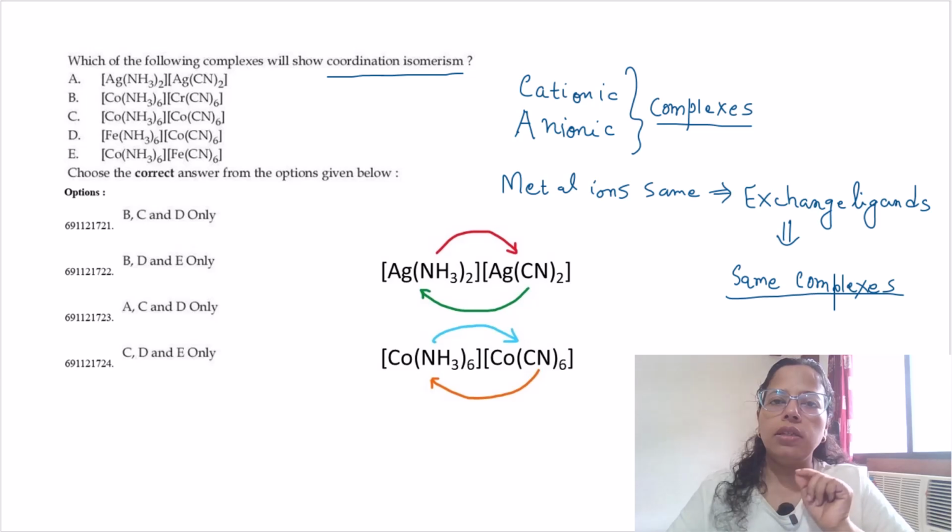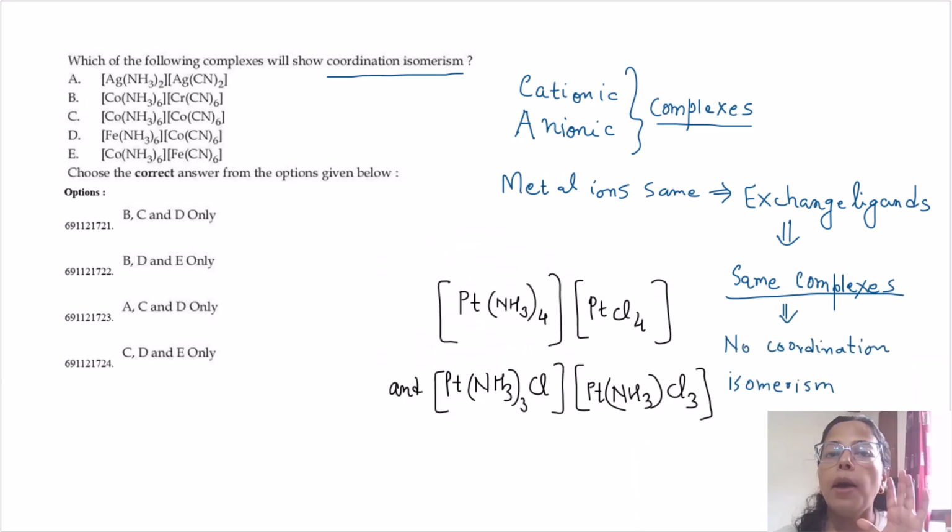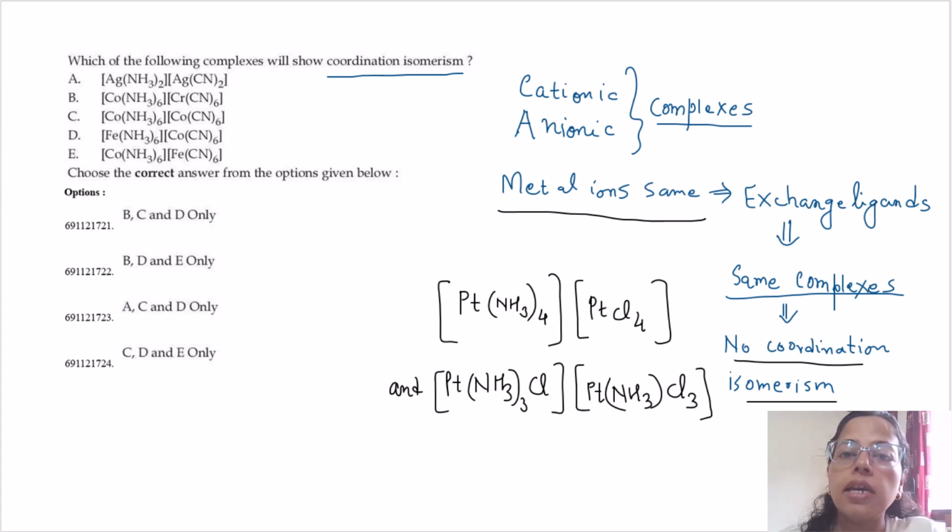So mostly when the central metal ion is the same, coordination isomerism is not observed. There is the least probability of getting it, but there are a few examples where the metal ions are the same and there is still a possibility of coordination isomerism. You can see this example: we have 2 platinum complexes, one with amine, another with chlorine.